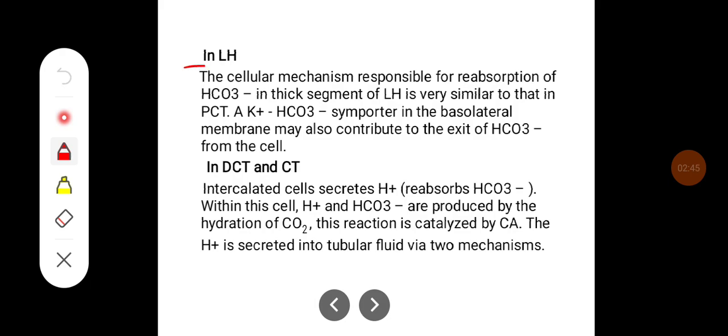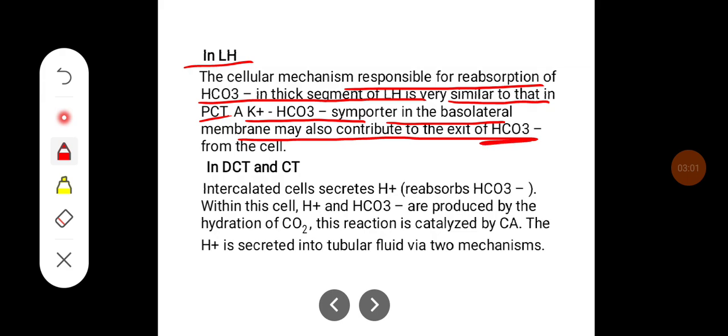In the loop of Henle, the cellular mechanism responsible for reabsorption of bicarbonate in the thick segment of the loop of Henle is very similar to that of the proximal convoluted tubule. A potassium bicarbonate symporter in the basolateral membrane may also contribute to the exit of HCO3 from the cell here. In the DCT and CT, the intercalated cell secretes H plus ions and reabsorbs bicarbonate.